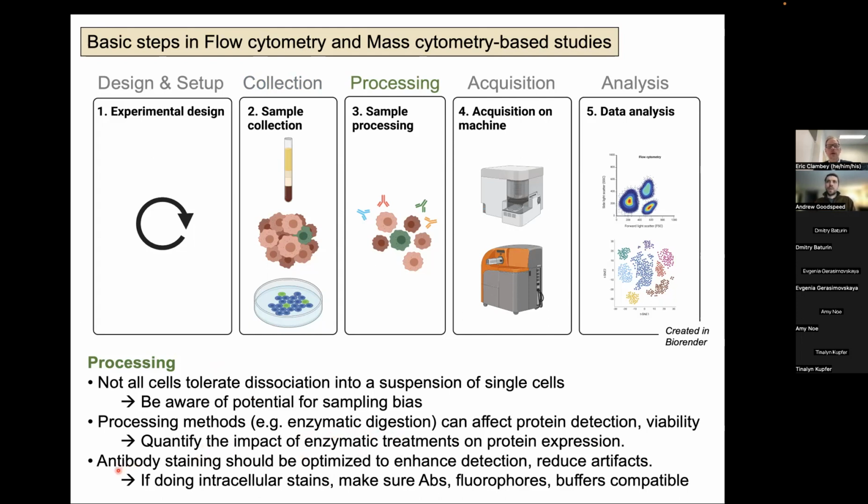You also need to optimize your antibody staining, and in particular, if you're using intracellular stains, make sure that the antibodies, the fluorophores, and the buffers are all compatible. For instance, if you stained with an antibody linked to the fluorophore PE on the cell surface, and then you come back and use methanol for fixation, the methanol is going to completely destroy the structure of PE, and you will obliterate your PE-associated fluorescence. And so there's a lot of literature in terms of knowing fluorophores that are compatible or incompatible, but please be aware of that.